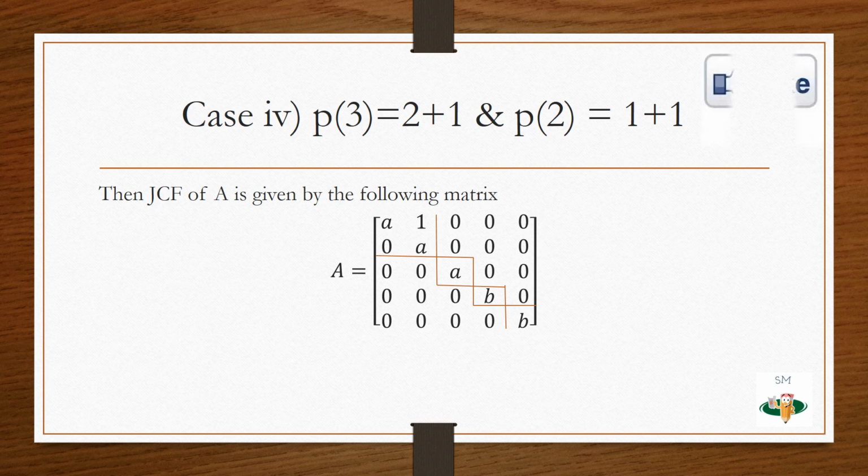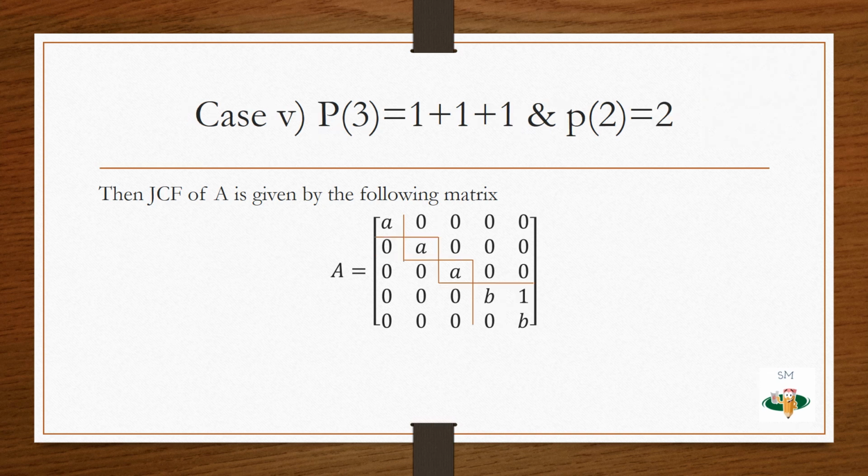Okay. Case P of 3 equal to 1 plus 1 plus 1 and P of 2 equal to 2. So what will we get? This entry is fully a, a, a. These are all single blocks: 1 cross 1 block, 1 cross 1 block, 1 cross 1 block. So the super diagonal entries will be 0, 0. And this is a 2 cross 2 block diagonal. Therefore for b, we have to make a 2 cross 2 block diagonal and the super diagonal will be 1.